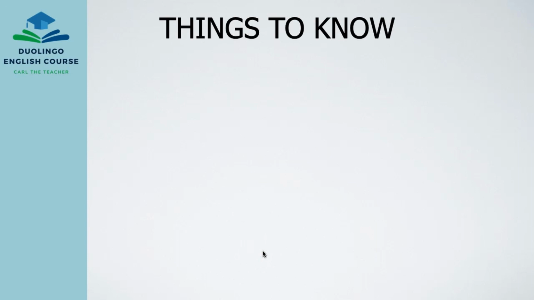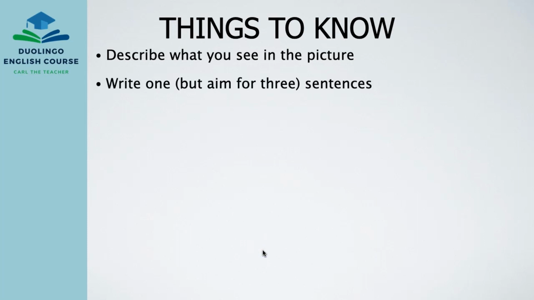So first off, some things to know that I think are important if you're going to take this test. Basically, what you have to do is describe what you see in the picture. So a picture will come up on the screen. You have to type some sentences describing what you see. You have to write at least one, but I suggest you aim for 3 sentences. Aiming for 3 sentences gives you the best opportunity to show your English and get a higher mark.